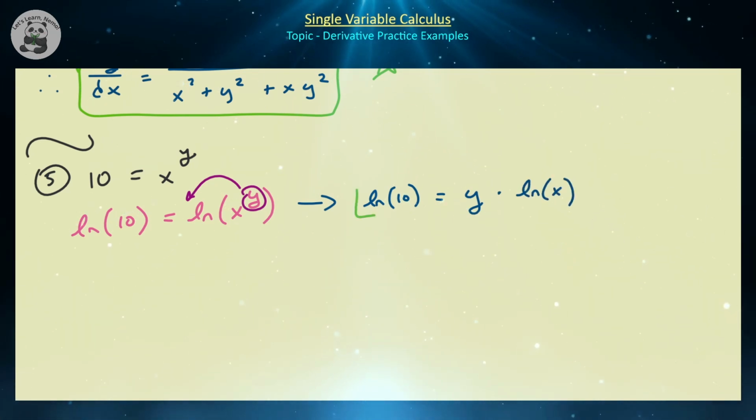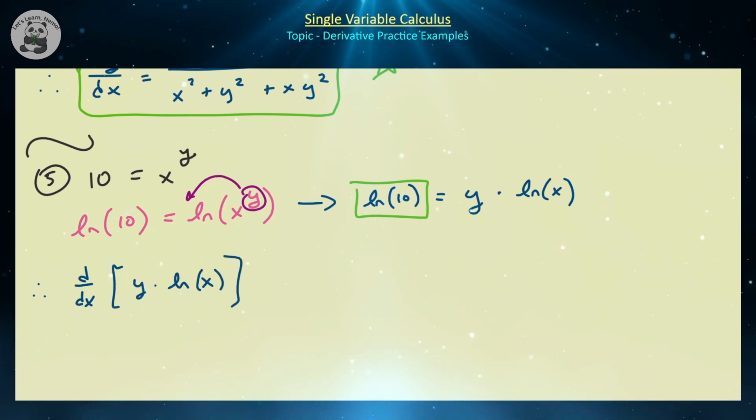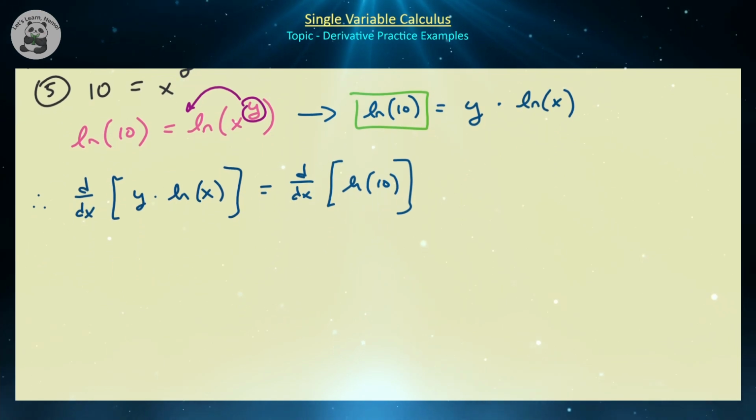Keep in mind, natural log of 10 is just a constant, so when we take the derivative of both sides, in particular the derivative with respect to x of y times the natural log of x, and then the derivative with respect to x of the natural log of 10, the natural log of 10 is just going to go to 0, so it doesn't really matter what that is.